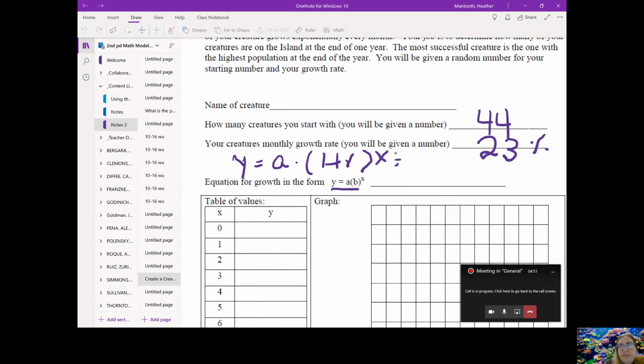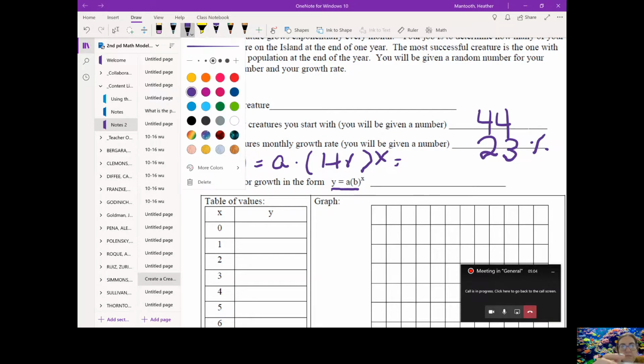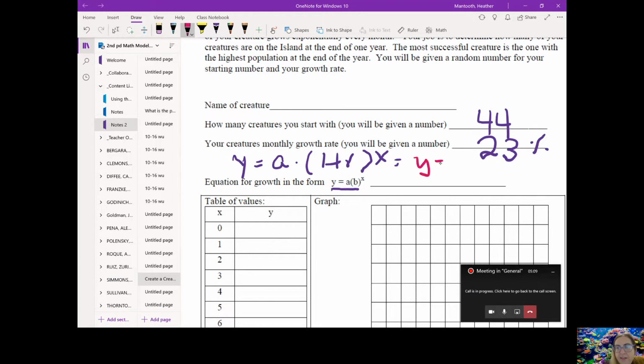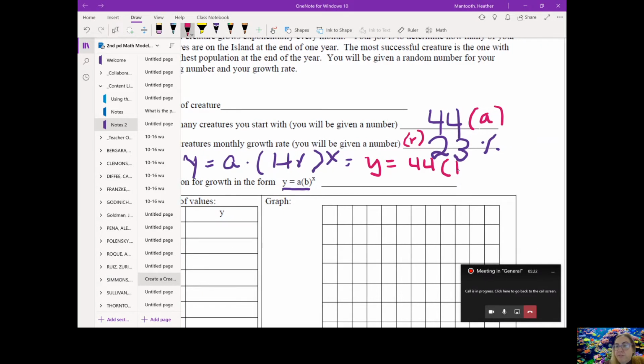Okay, so when I plug into this equation here, I'll grab a different color to plug in. All right, let's go with pink. So our starting population here is 44, so my a value is 44. And then my r value that I'm going to plug in is 23%, but remember I have to change it to a decimal first, and 23% as a decimal is 0.23. And I'll have my little x power.